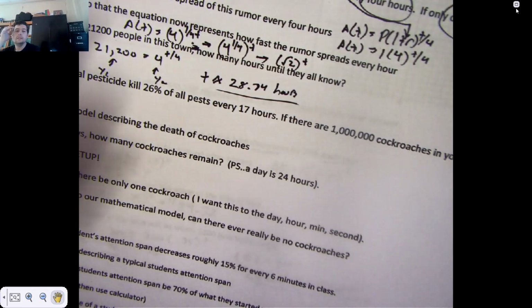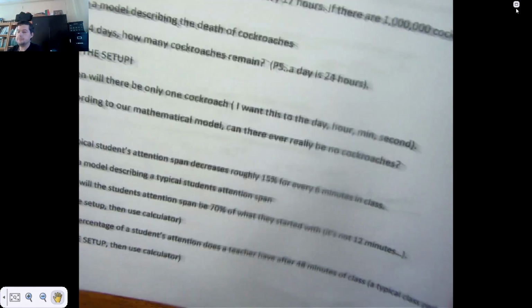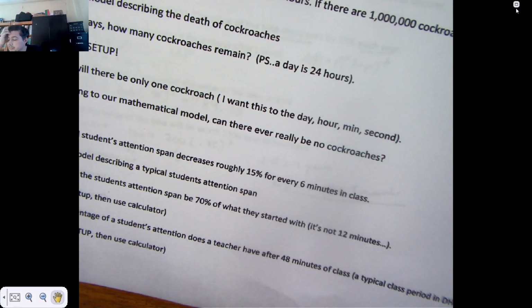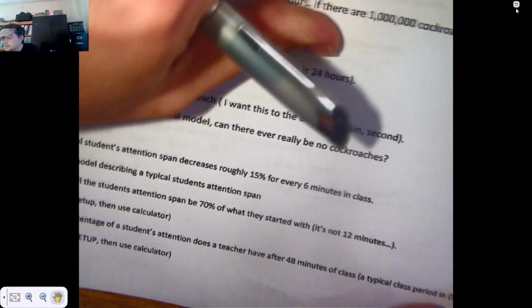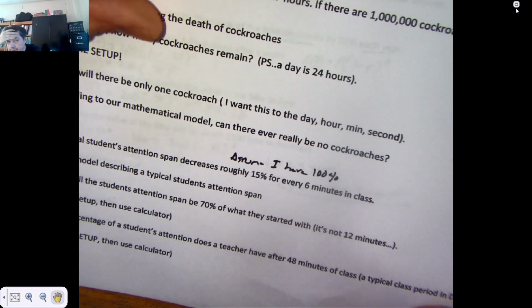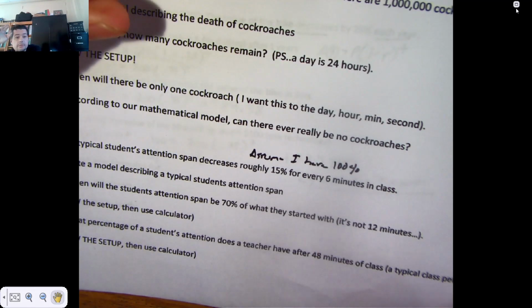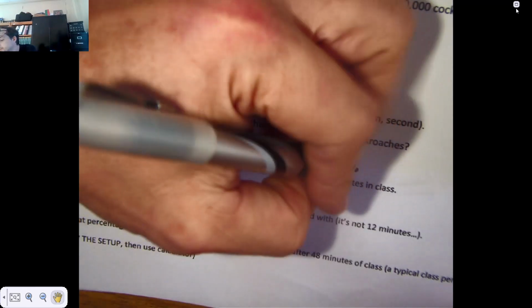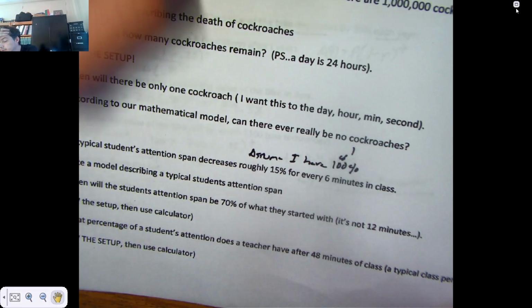All right, so 11 is about a student's attention span. It says it decreases roughly 15% for every 6 minutes in class. And what we have to do is assume I have 100% to start, which I know I don't. But anyways, write a model describing a student's attention span.